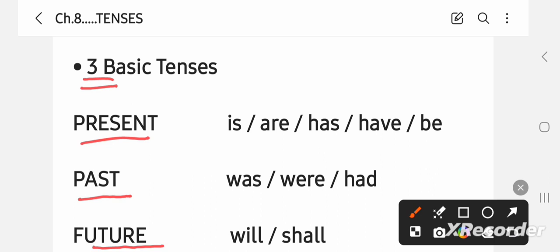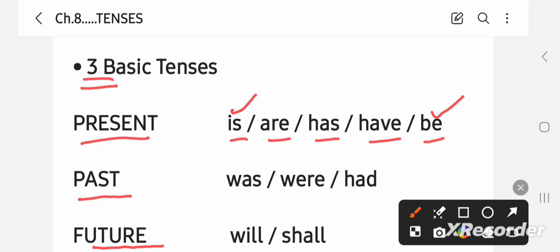For example, we use present tense के main verbs के साथ we use auxiliary words like is, are, has, have, be. Is and be are also considered to be the main verbs.